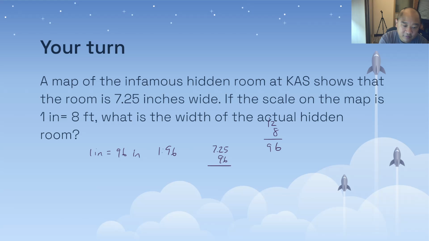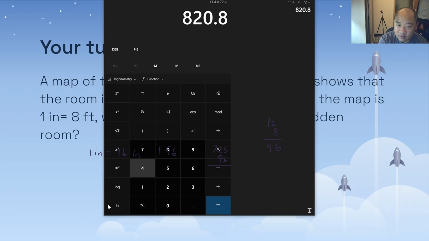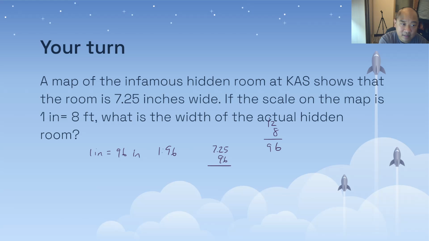Let's figure it out here with a calculator. 7.25 times 96 is 696. So the width of the actual hidden room is 696 inches.